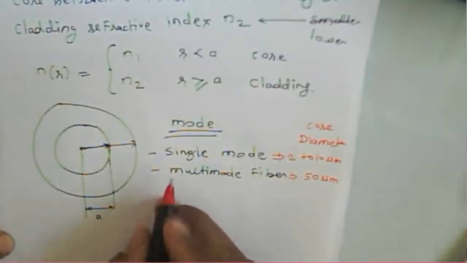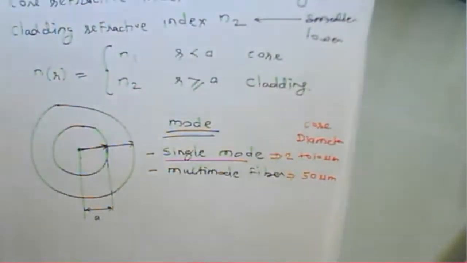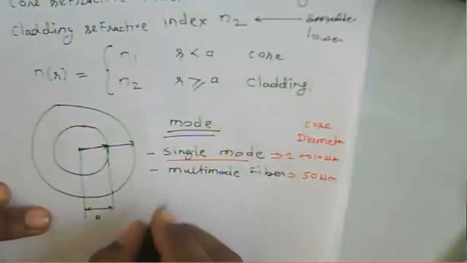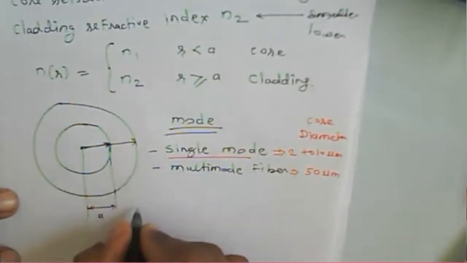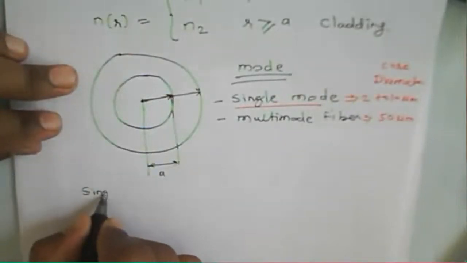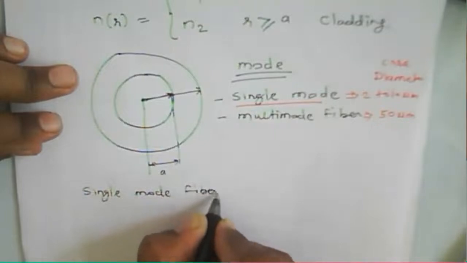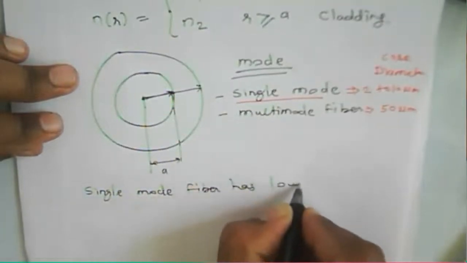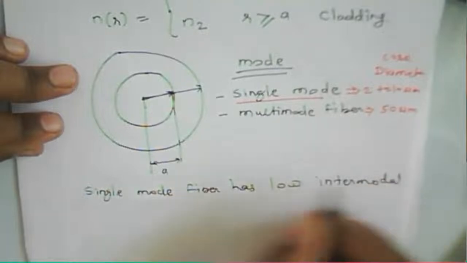Then if you consider the single mode fiber here, what happened in the single mode fiber? We can consider that a single mode fiber has low intermodal dispersion.